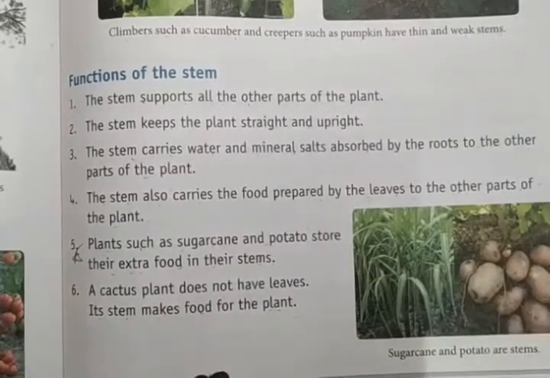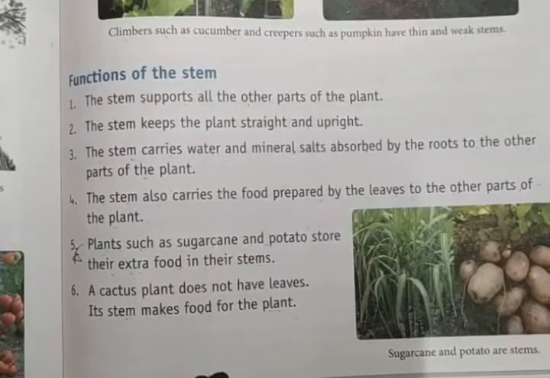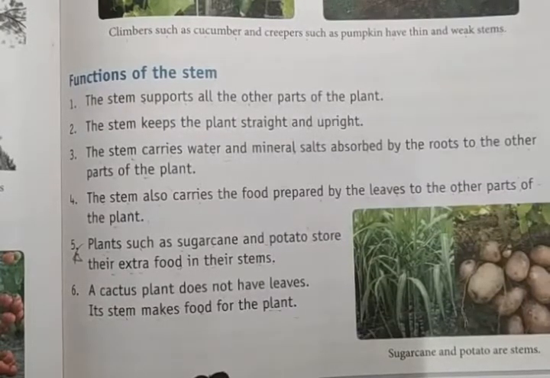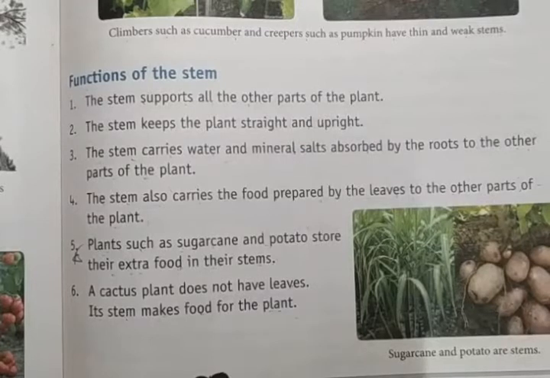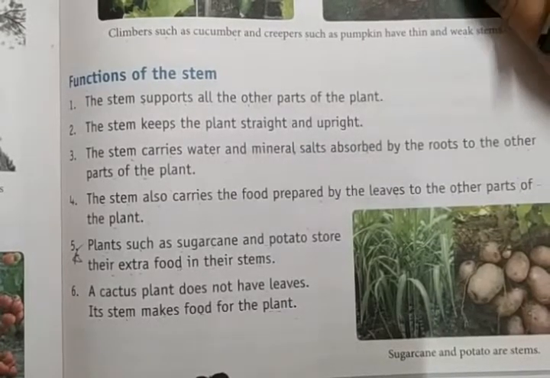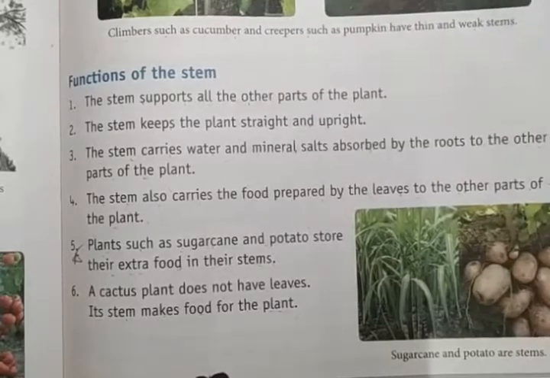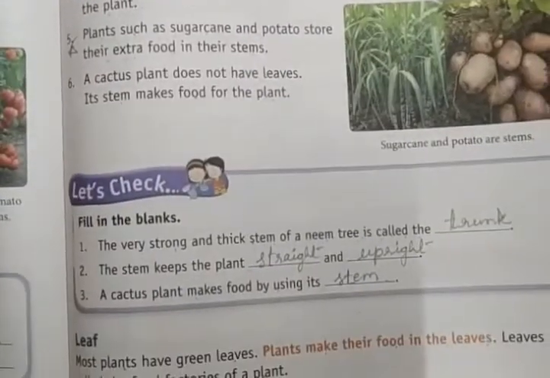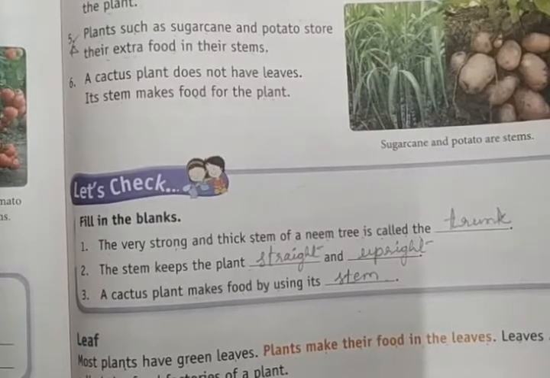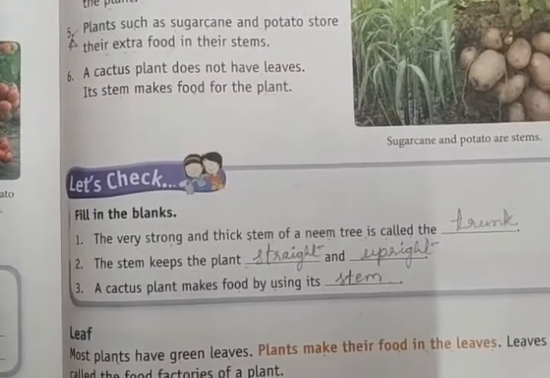Those plants which have thorns are called cactus plants. Their leaves are very thin. They won't prepare food, whereas for them its stem only prepares the food. Okay, a cactus plant does not have the leaves. Its stem makes the food for the plant. Okay, sugarcane and potato are stems. Okay, clear?